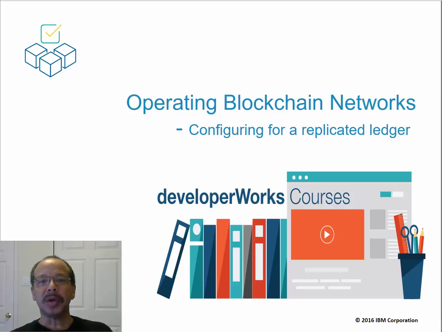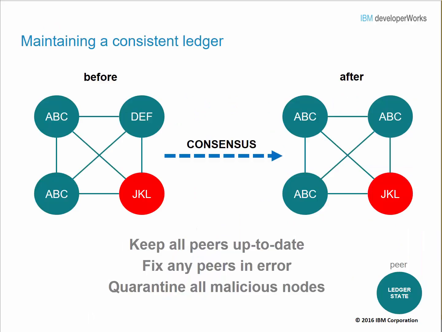In this video, we'll dig deeper into the mechanisms that allow the distributed nodes of an IBM blockchain network to maintain a consistent ledger state. Let's start by looking at how a consensus mechanism is used to maintain a consistent ledger.